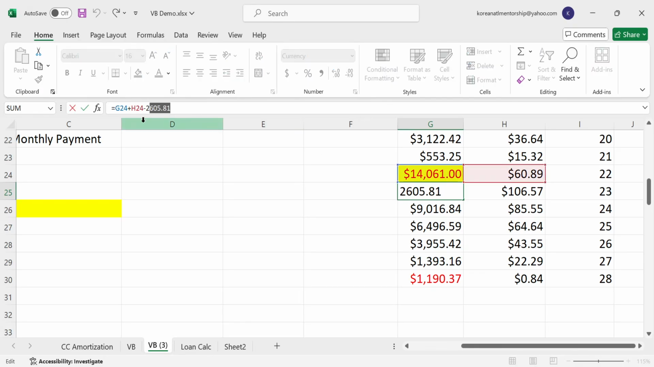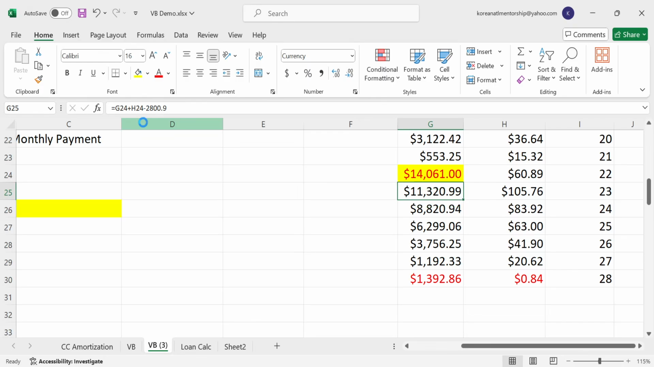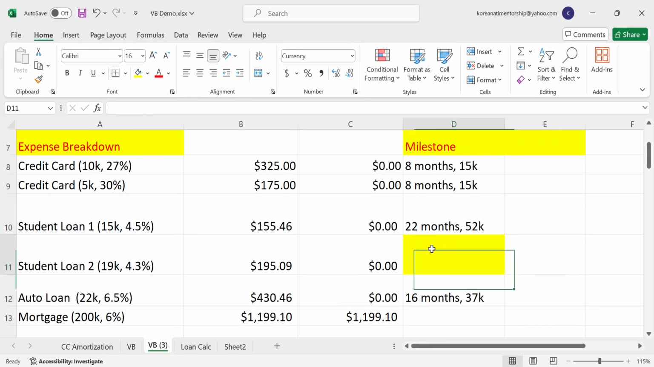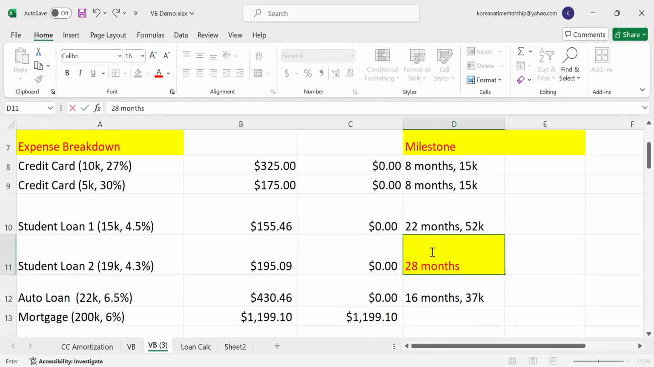Minus 2800.9. And then we're going to do that. And so now it's paid off in 28 months. And we're good. So now 28 months.